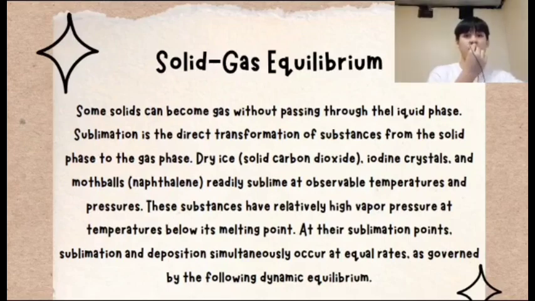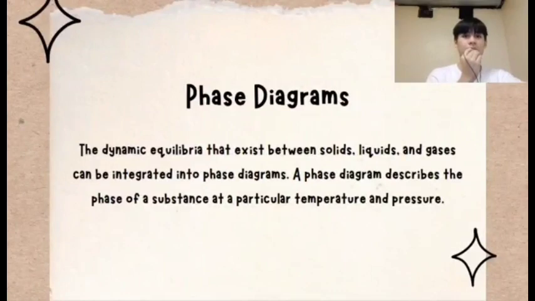So, in solid-gas equilibrium, the energy required to sublime 1 mole of a solid is called the molar heat of sublimation. It is calculated using the equation: molar heat of sublimation equals the molar heat of fusion plus the molar heat of evaporation. Next is the phase diagram.